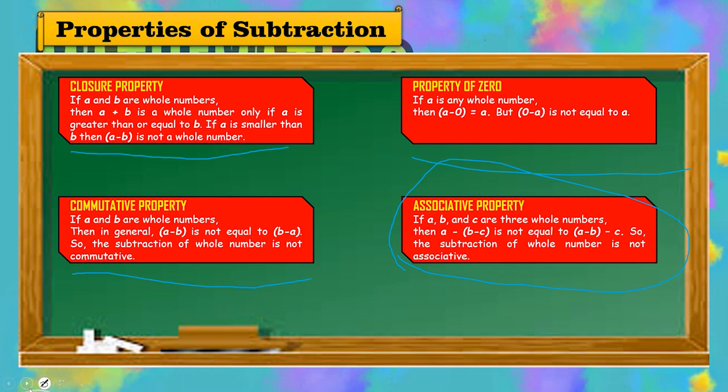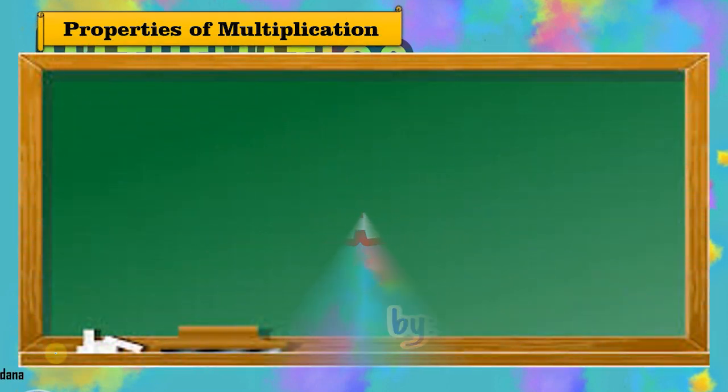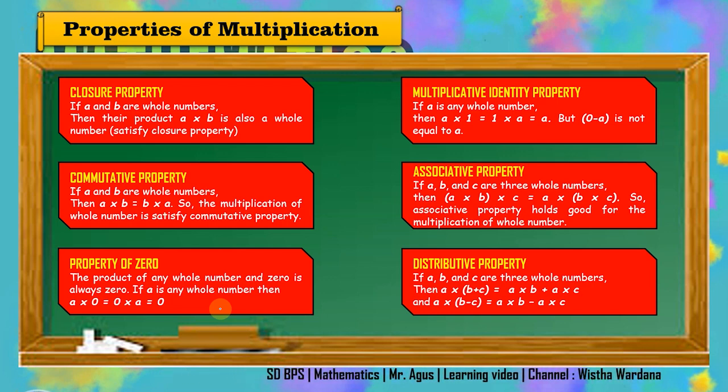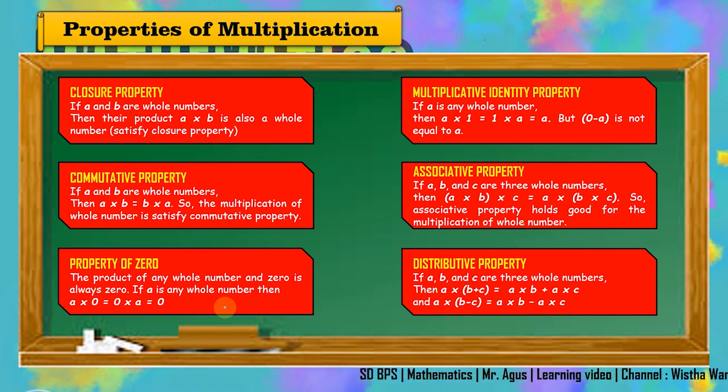Let's move to the next slide. Properties of multiplication. Okay, in this case we have 6 properties because multiplication is so simple. When you want to get the answer, you can get the answer although you ignore the order of the numbers given. Start from the first one.